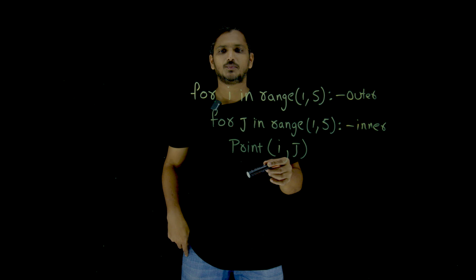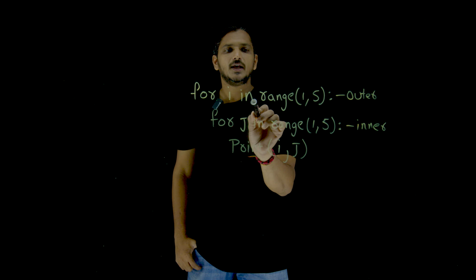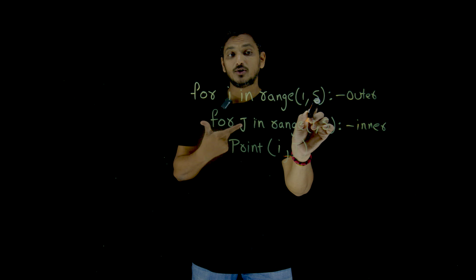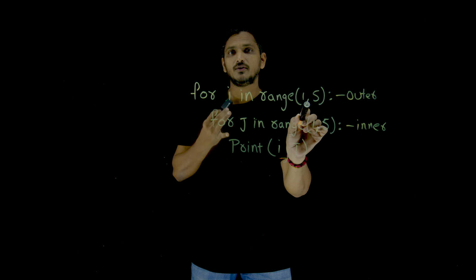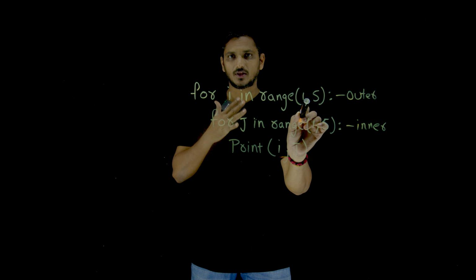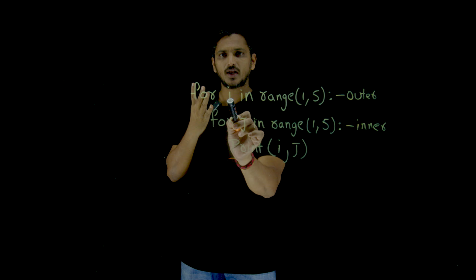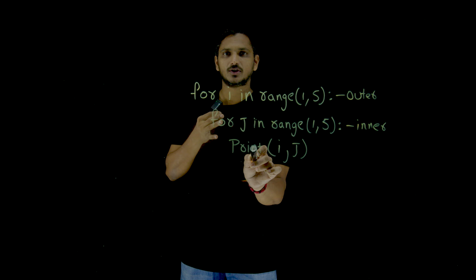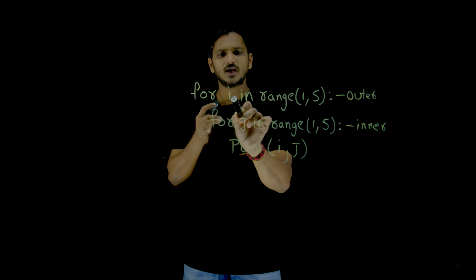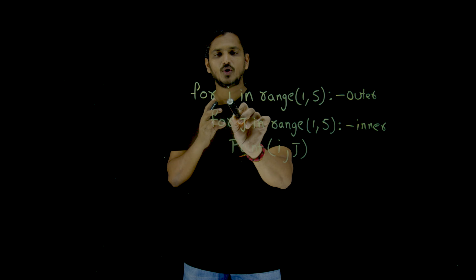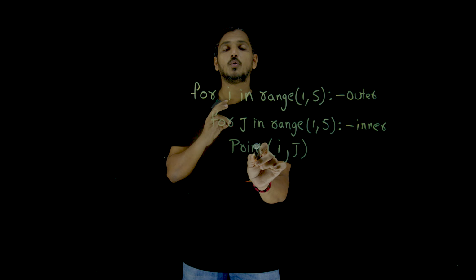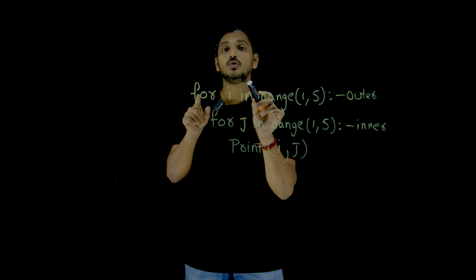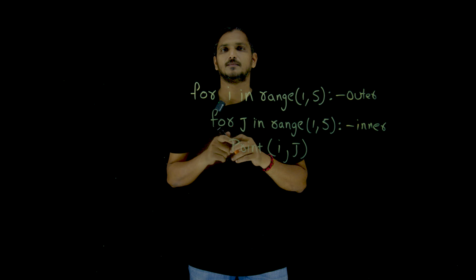So coming to the concept, for i in range of 1 to 5, what are the values that belong here? 1, 2, 3, 4. 5 is not considered. So i is going to take 1, it goes and executes the body. i takes 2, it will execute the body. i takes 3, it will execute the body. i takes 4, it will execute the body. This outer loop is going to execute 4 times.